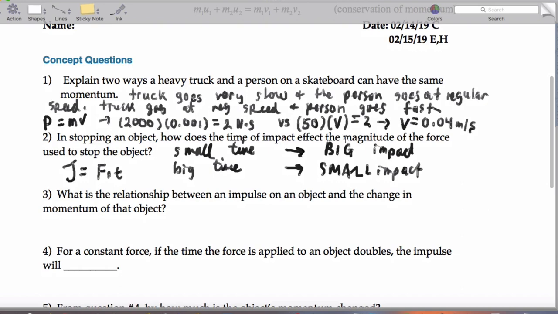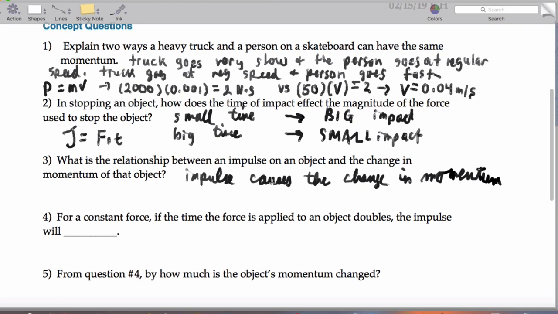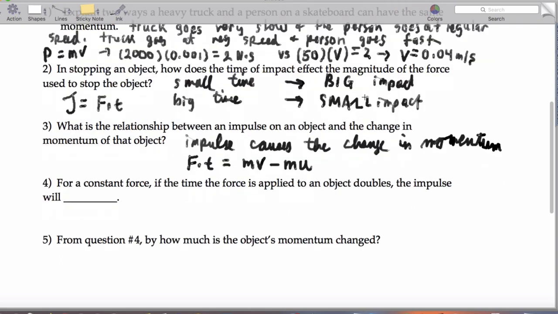Now, what is the relationship between impulse on an object and the change in momentum? Simply, the impulse causes the change in momentum, and the way we write that is the formula: the impulse equals the change in momentum.